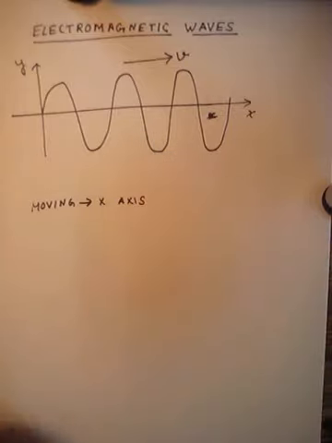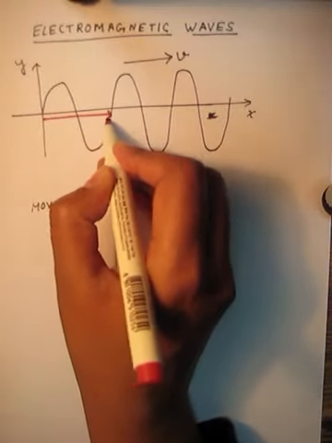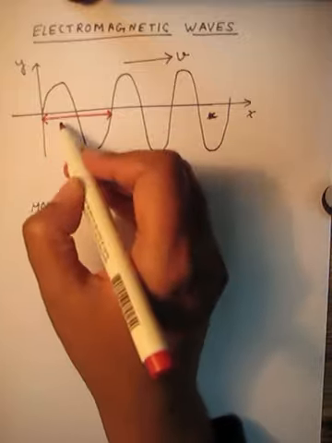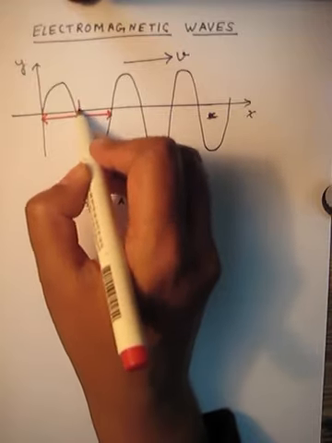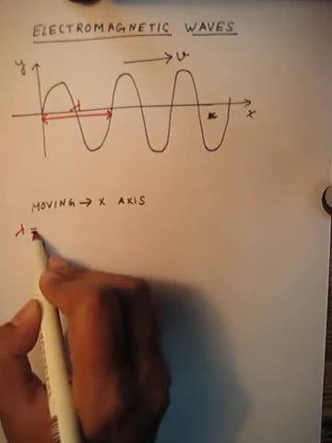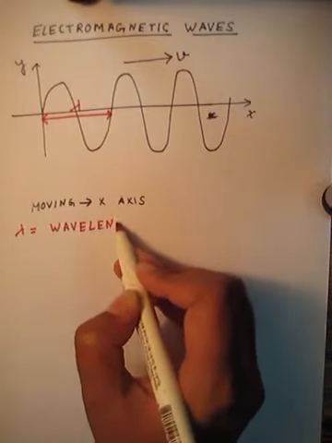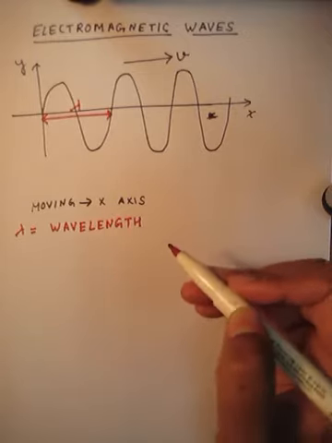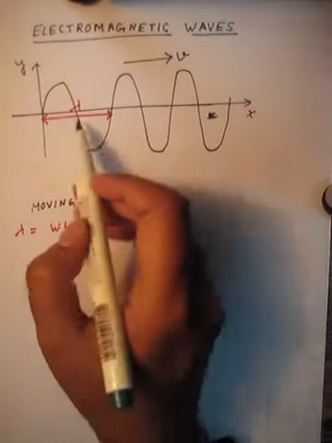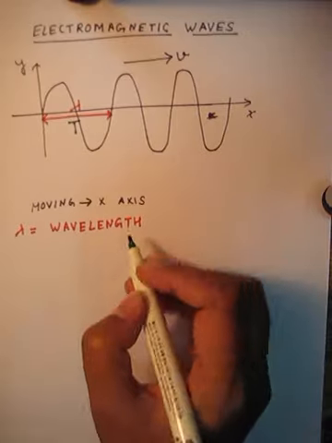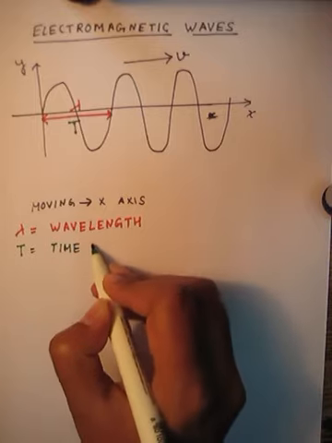And the distance traveled by the wave from this point, from one minima to the other, is called lambda, and lambda is called the wavelength of any wave. And the time a wave needs to travel this distance is called time period. So T is actually called the time period of a wave.